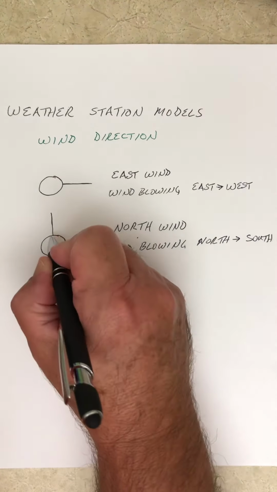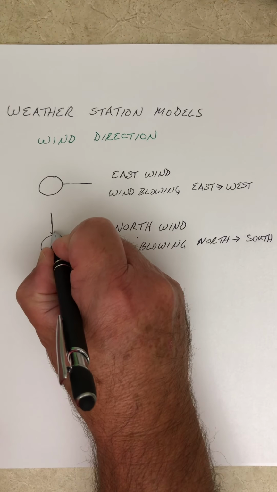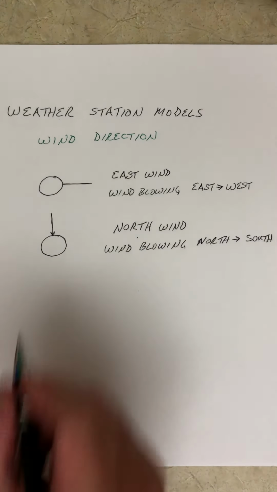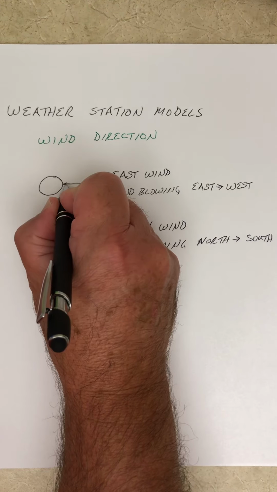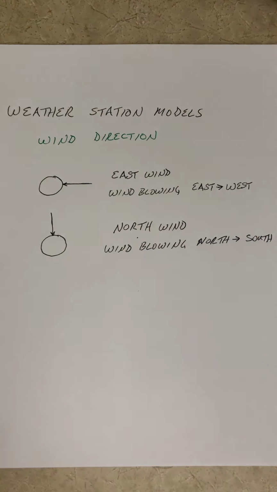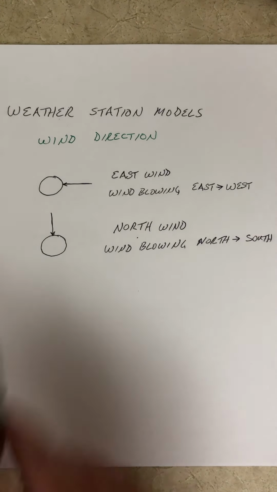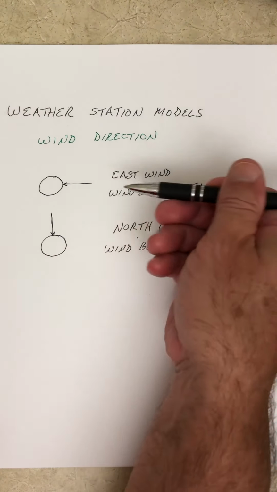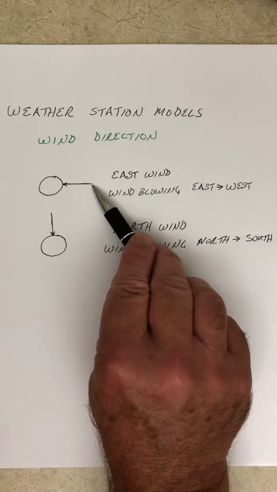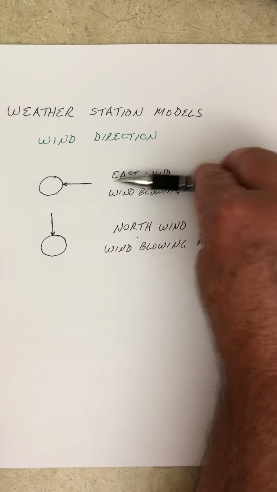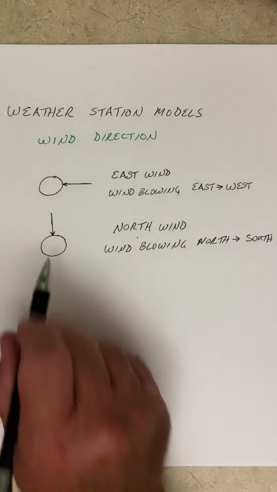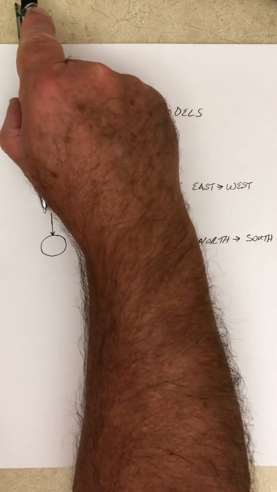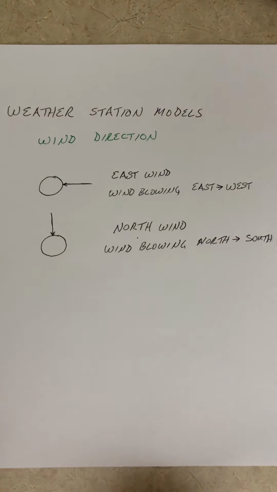If it helps you to remember, you can imagine a little arrowhead at the base of the flagpole. And so this top one would indicate an east wind blowing from the east towards the west. This one would indicate a north wind blowing out of the north and towards the south.